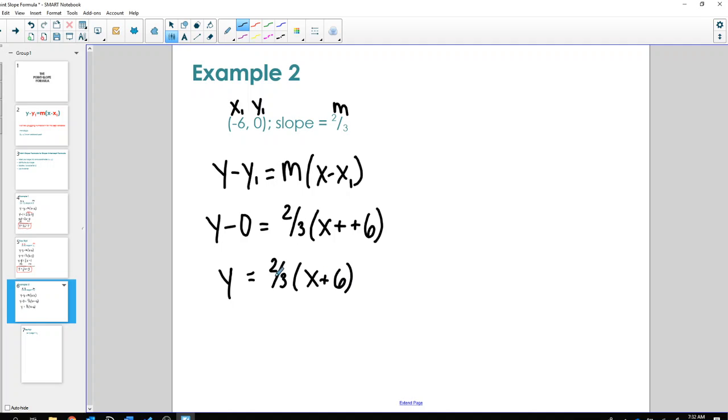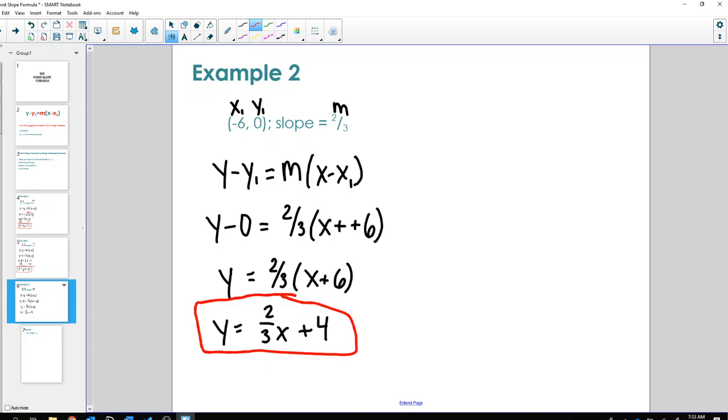Now some of you aren't going to have to write that step. You'll be able to go straight to it from up here. But for those of you that still need the extra step, go ahead and write it. Now I can distribute. So y equals 2/3 x plus, I can do 6 times 2, which is 12, and then 12 divided by 3, which will give me 4. So y equals 2/3 x plus 4 is going to be my final answer for that one.